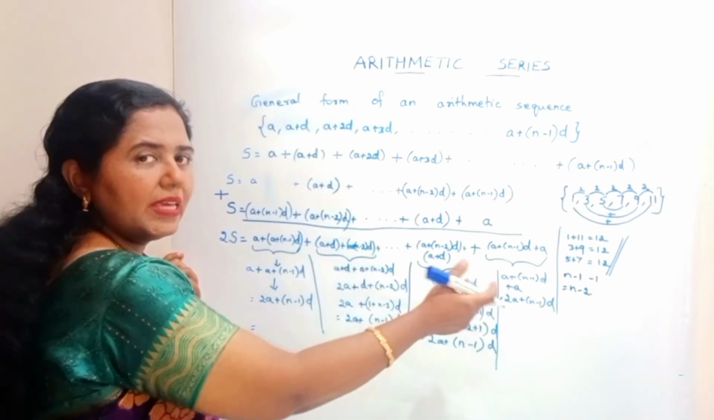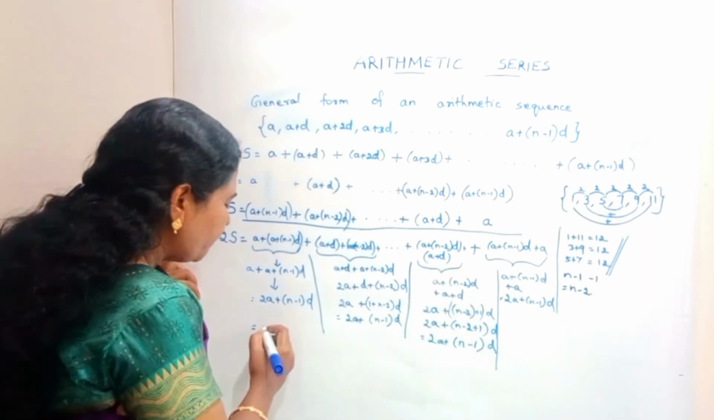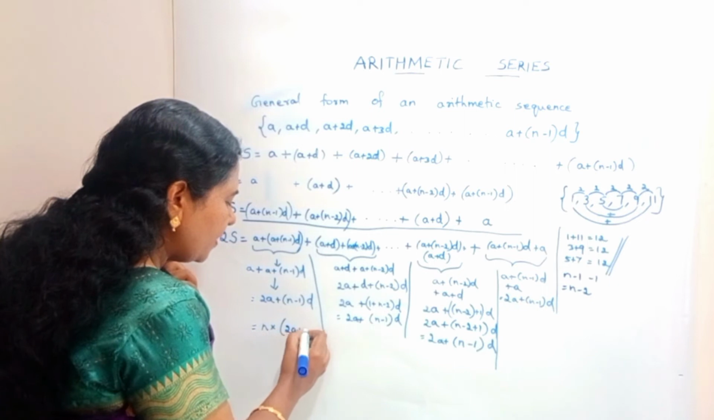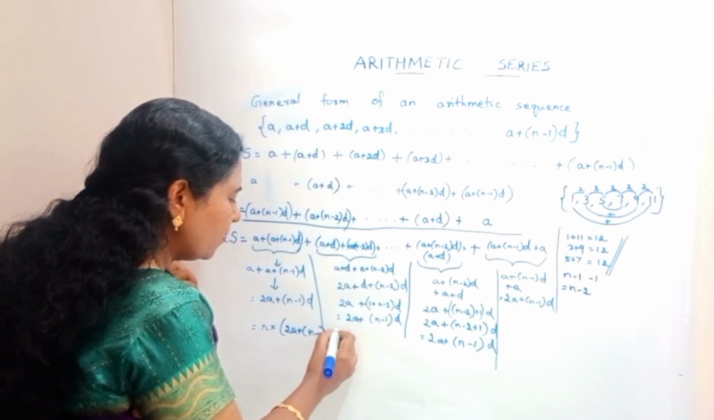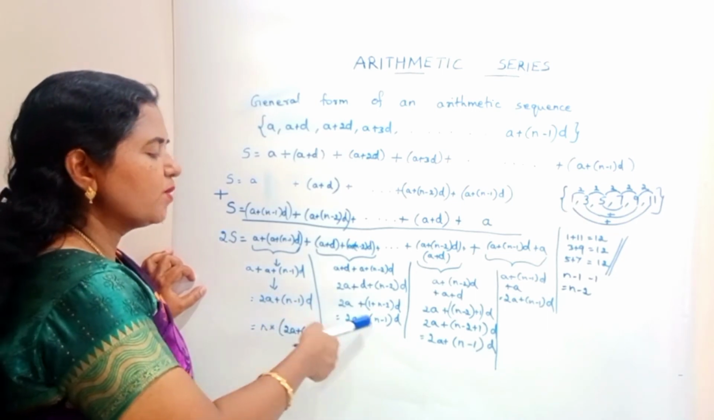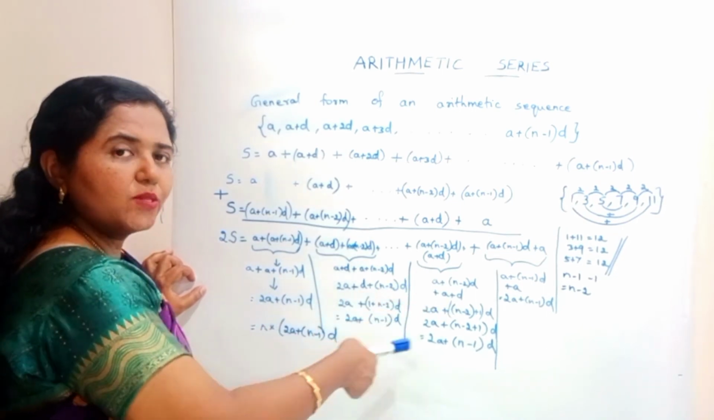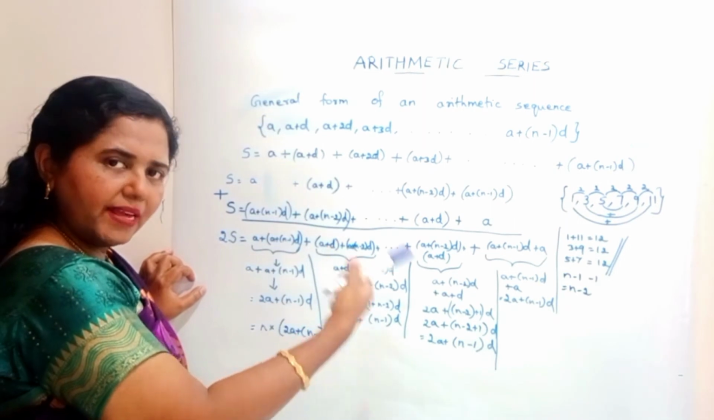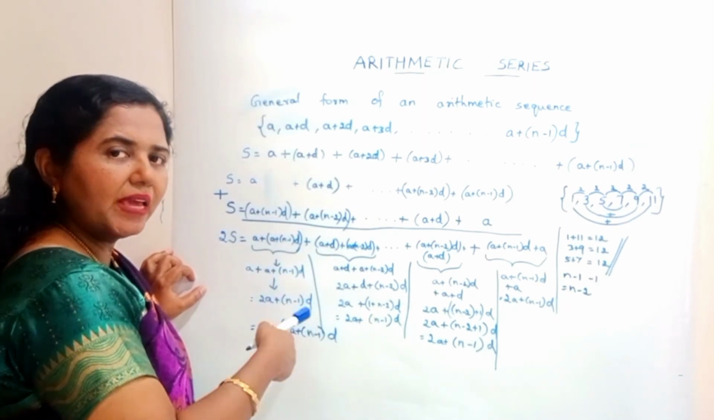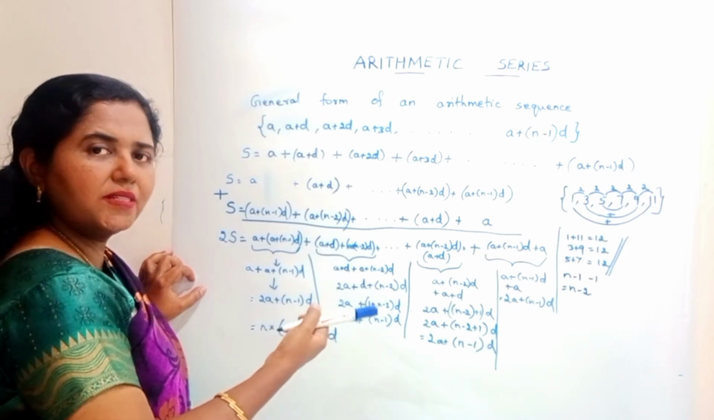So we will be having n times the same value. So we can write this as n into 2a plus n minus 1 into d. Okay, so we have to add this 2a plus n minus 1 into d n times. So instead of adding that n times, we can multiply the 2a plus n minus 1 into d by n. We know that multiplication is repeated addition.